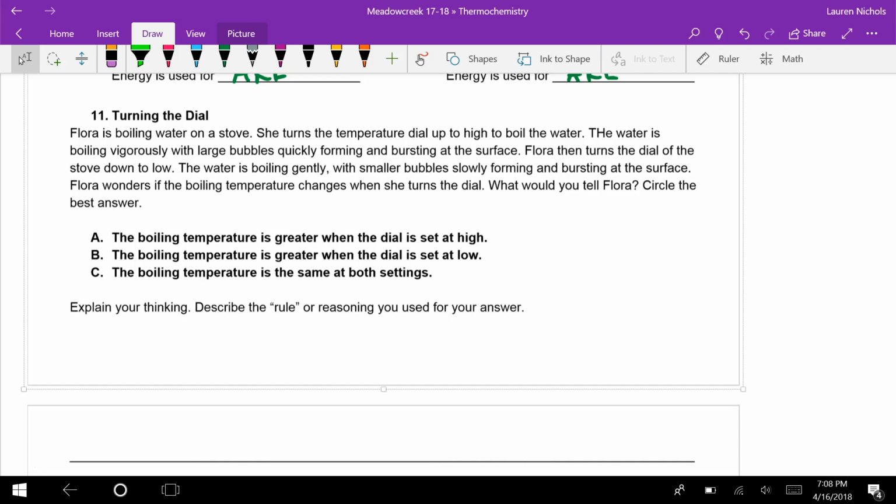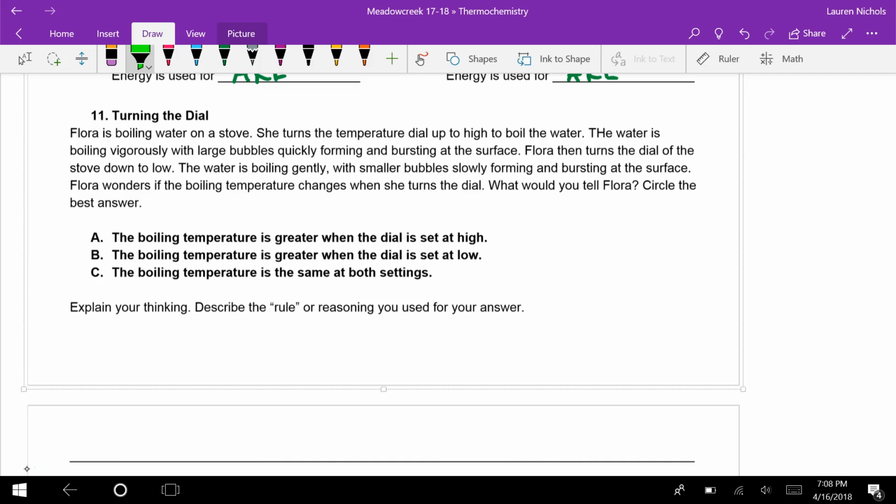A, the boiling temperature is greater when the dial is set at high. B, the boiling temperature is greater when the dial is set at low. And C, the boiling temperature is the same at both settings. And so we just want to read through and see if we can find some key information.